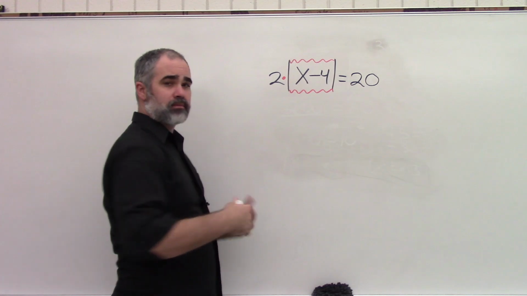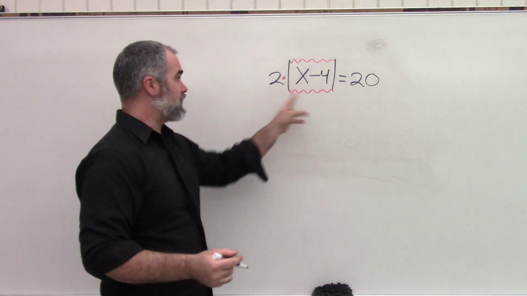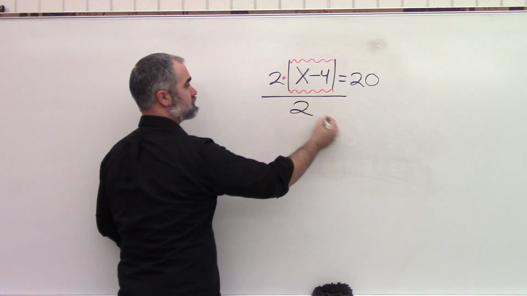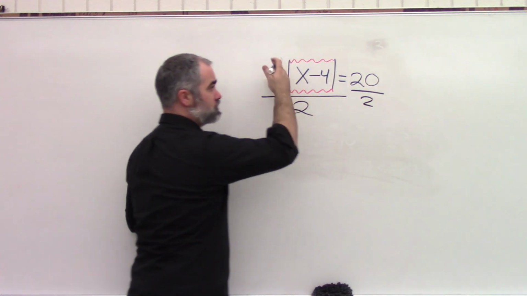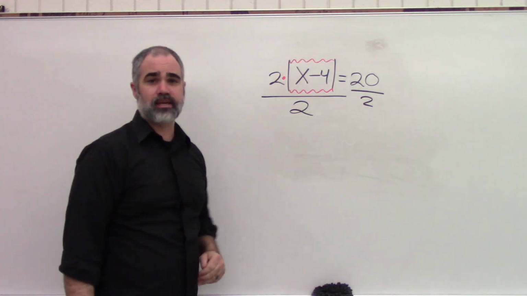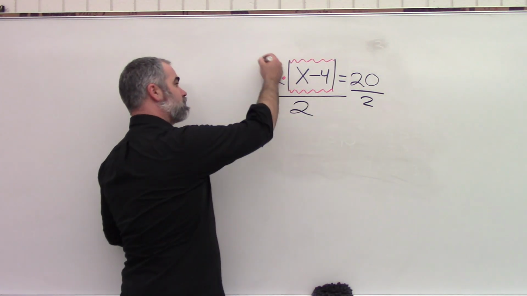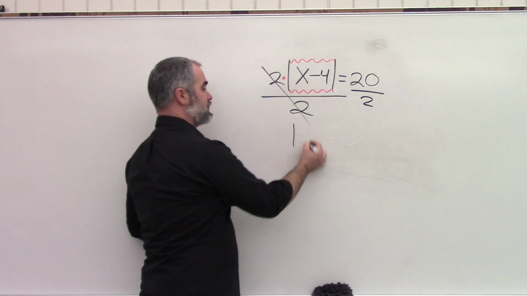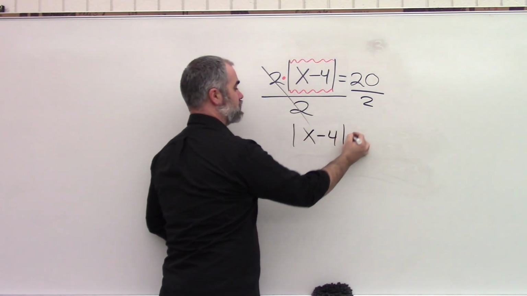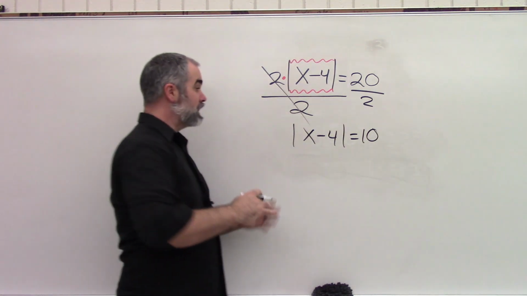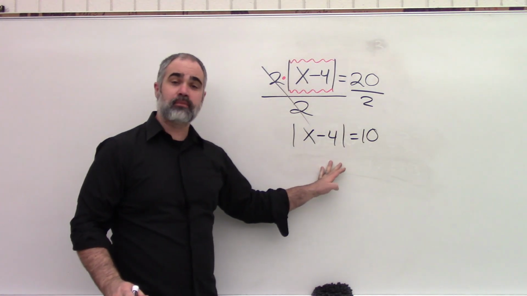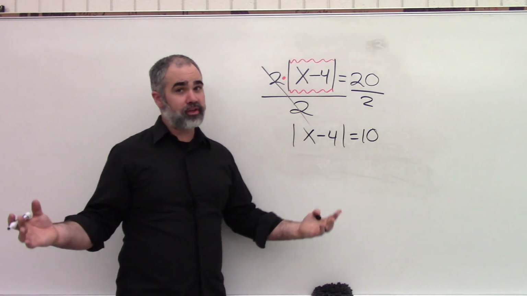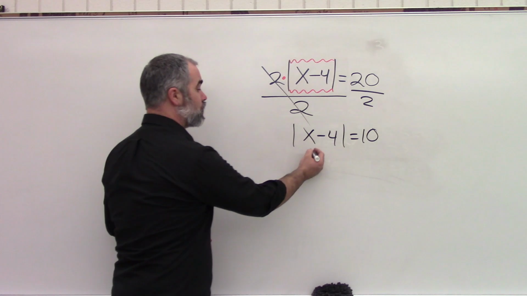So I want to do the same thing, though. Instead of dividing W by 2, I want to divide this whole side by 2. You can do the same thing. Since the 2 is multiplying times the whole absolute value, you can divide the whole side by the 2 as well, and you end up with then the absolute value of x minus 4 equals 10. And at this point, this looks just like the last problem that we did. We have an absolute value equals a number. Now remember, the whole thing could have been positive or negative. We don't know.